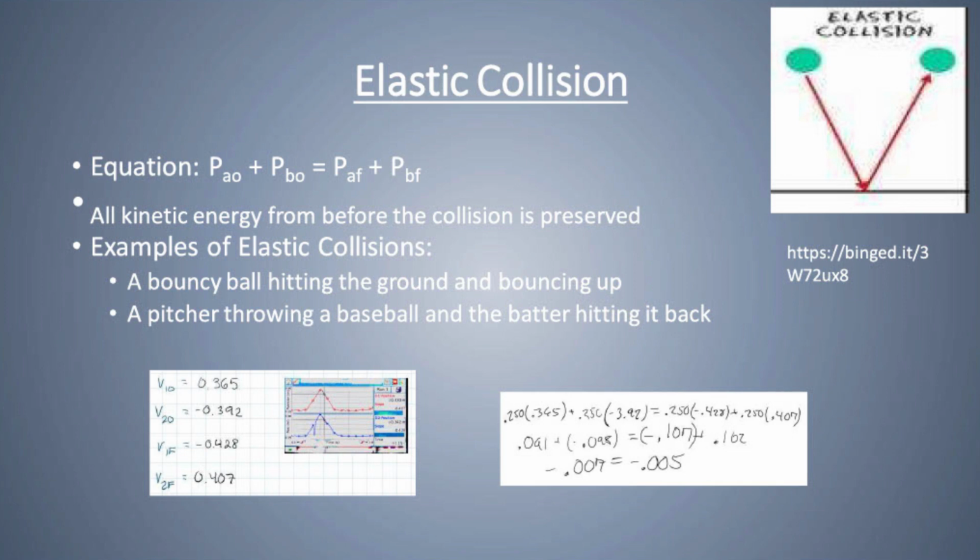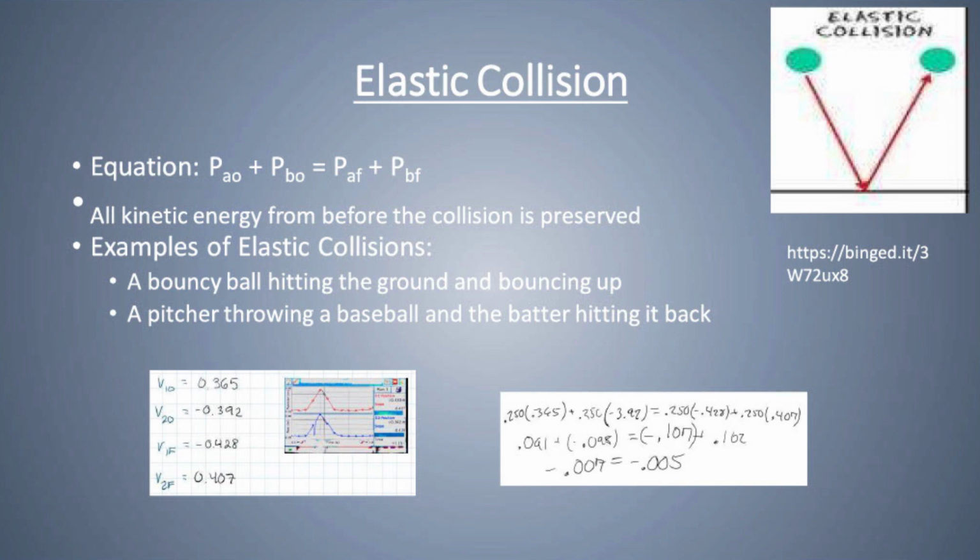One example of an elastic collision would be a ball bouncing off a wall, while maintaining the same kinetic energy before and after the ball bounces off the wall. Another example would be in baseball, where a pitcher pitches a ball and a batter bats it back. The ball, before hitting the bat, has the same momentum as it does after hitting the bat.